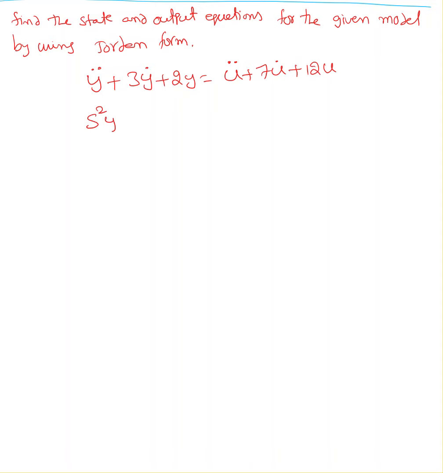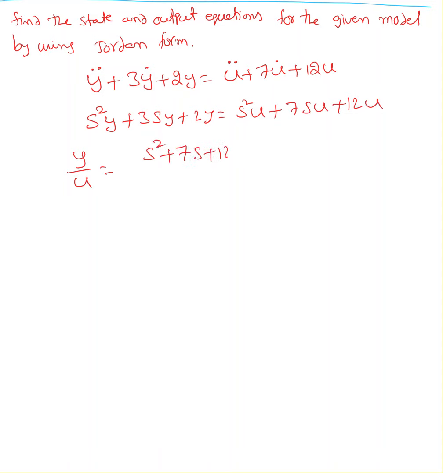So it is s square y plus 3sy plus 2y equal to s square u plus 7su plus 12u. Okay, y by u, which is the transfer function, is s square plus 7s plus 12 divided by s square plus 3s plus 2. Now the important point here is that this transfer function has two poles and two zeros.